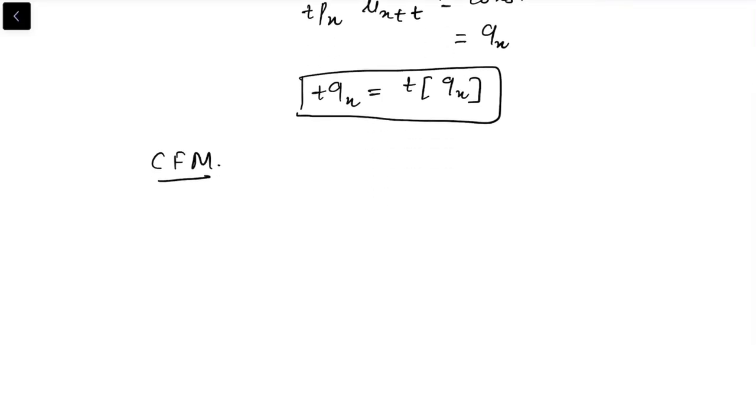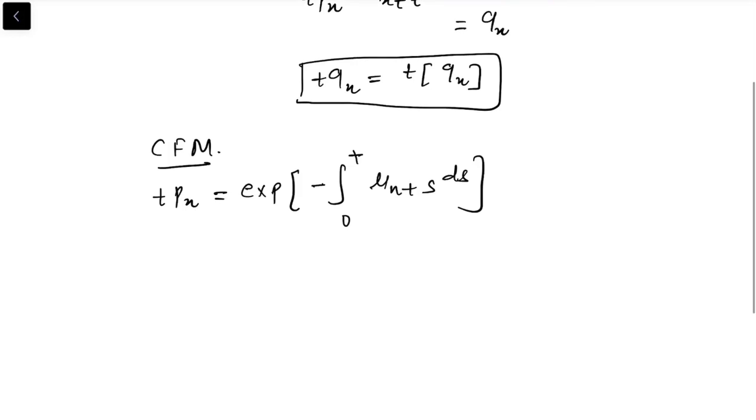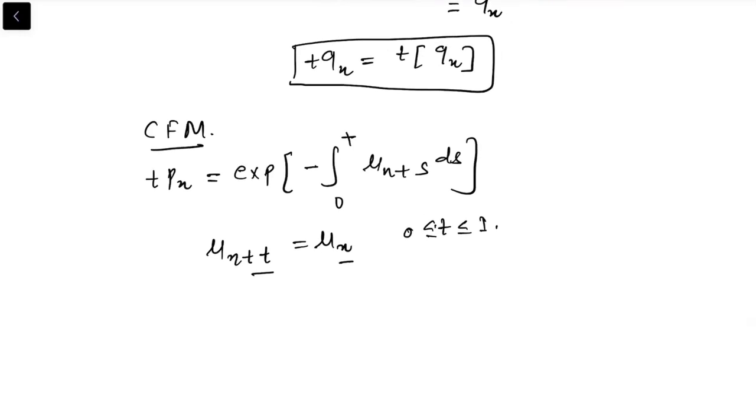Now if you recall from the previous video, the definition of tpx in terms of exponential is exponential minus the integration from 0 to t of mu x plus s ds. Here in CFM we assume that mu x plus t is the same as mu x when t lies between 0 and 1. So mu x is basically constant between integer ages. Okay, so that's the assumption in CFM: the force of mortality is constant between integer ages.